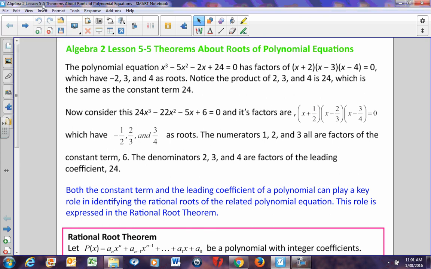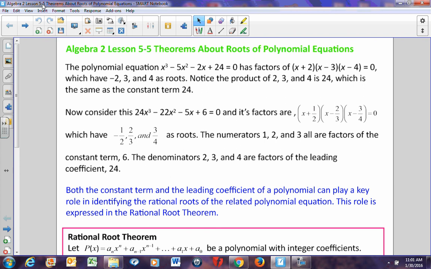Algebra 2 lesson 5-5. Theorems about roots of polynomial equations. Now, if I have a polynomial equation, x to the third minus 5x squared minus 2x plus 24 equals 0, it has factors of x plus 2, x minus 3, x minus 4 equals 0. Just trust me on this. Which have negative 2, 3, and 4 as roots. Notice the product of 2, 3, and 4: 2 times 3 is 6, 6 times 4 is 24. That's the same as the constant term.